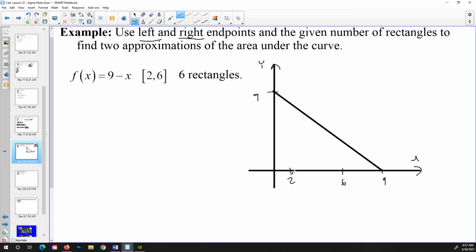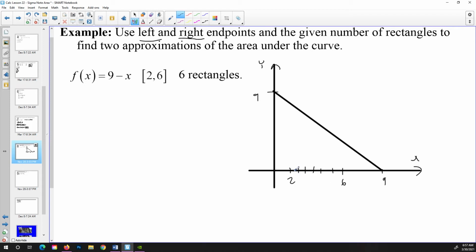Now, I'm not sure that that's going to be perfect, but I need 6 rectangles. Okay, 6 rectangles. Well, the difference from here to here is 4, so it's not going to divide nice and easy. So let's see here. If I divide it in half, and then I divide these into thirds, now I have my 6 rectangles.